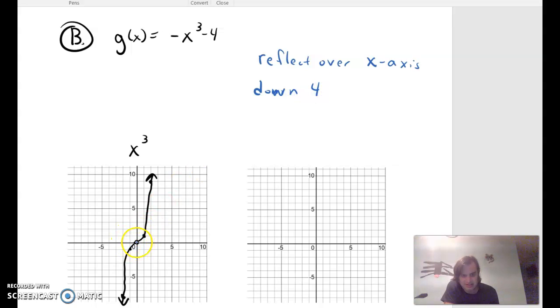So let's see. Our parent function x cubed is centered at 0, 0. So we're going to reflect around the x-axis. And then we're going to take it down 4. So I'll go ahead and move it down 4, and then we'll draw the reflection. And it'll look upside down from the original, but shifted down.